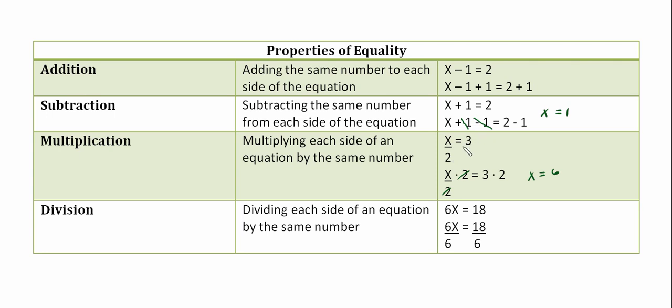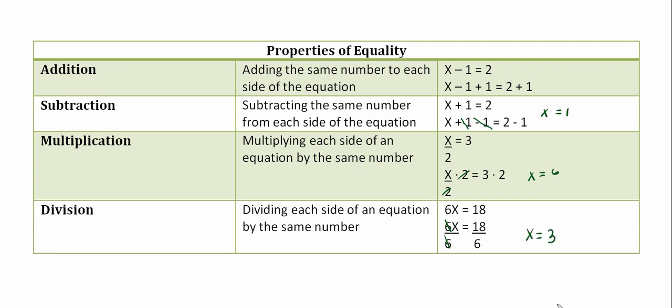We also have the division property of equality, which means that dividing each side of the equation by the same number will produce an equivalent equation. The example I have for you here is 6x equals 18. If we divide both sides by 6, divide by 6 on the left side, divide by 6 on the right side, the 6 on the top cancels with the 6 on the bottom, just like we did up here. Then that gives us x equals 3.